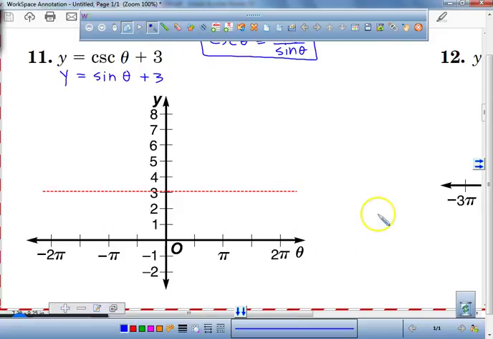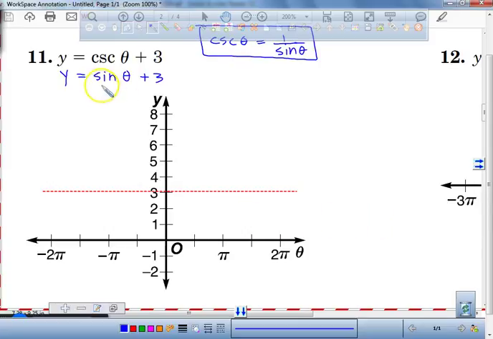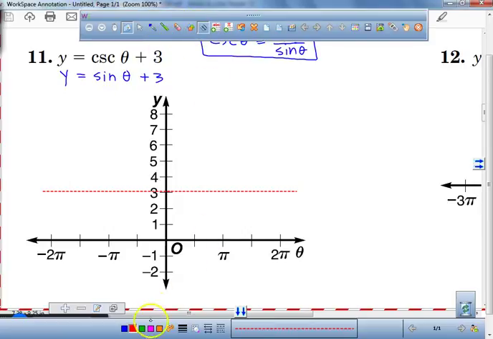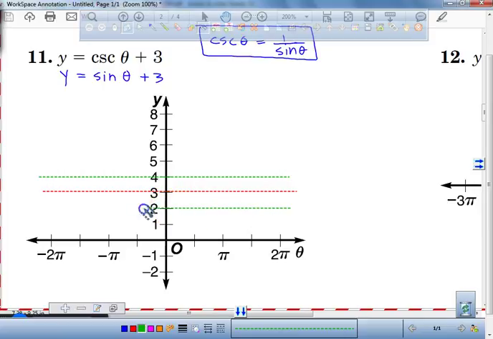DeMille. Now, the next thing we're going to do: what's the amplitude of this graph? 1, right? The amplitude's 1. So what I'm going to do right now is go up 1 from my midline and draw another thin line, not a dark line, and then go down 1. So now I have where my sine graph is going to be between.